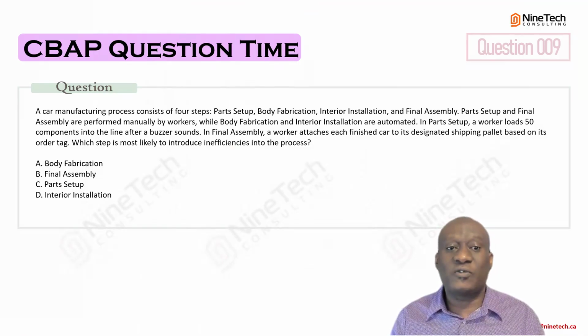manufacturing process consists of 4 steps. So we have 4 steps: part setup, body fabrication, interior installation, and final assembly. Part setup and final assembly are performed manually by workers. Okay, so part setup and final assembly are manual, while body fabrication and interior installation are automated. So these two are automated.